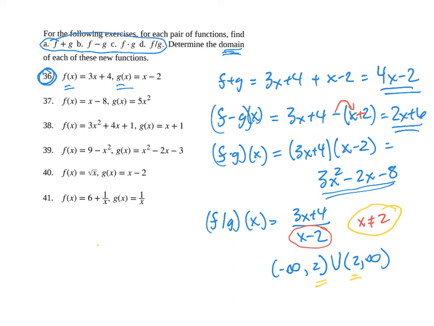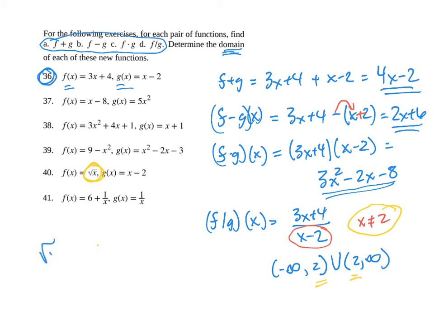Okay, so in general, we're going to add, subtract, multiply, and divide our functions. Usually you need to be a little bit careful when you're dividing functions, because you may run into some undefined values. The other thing I want to point out to you, if you get down here to number 40, notice there is a square root function. F of x is the square root of x.